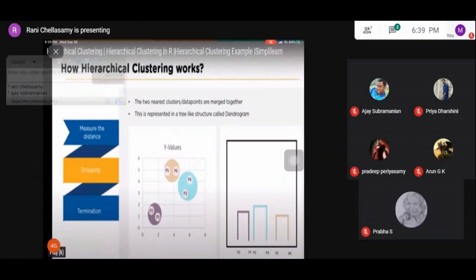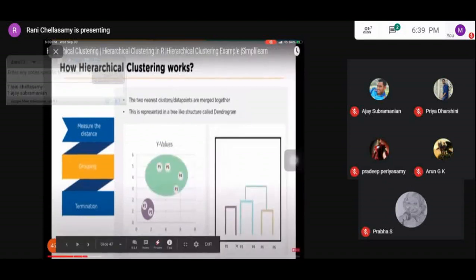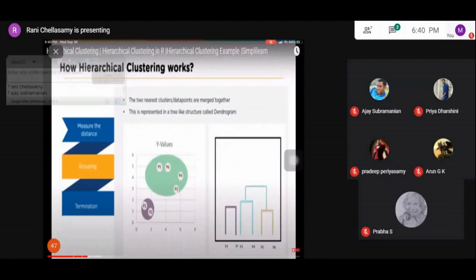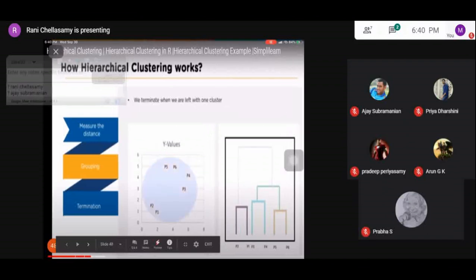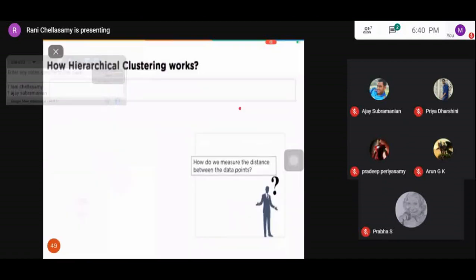Now, again, you can go up by grouping 2 clusters. So the green cluster will combine P3, P4, P5 and P6, and the dendrogram is depicted in the picture, a tree-like structure. And finally it forms a whole group. See here? This is how hierarchical clustering works. So how do we terminate? Whenever you form a single cluster, at that point you have to terminate the clustering process.